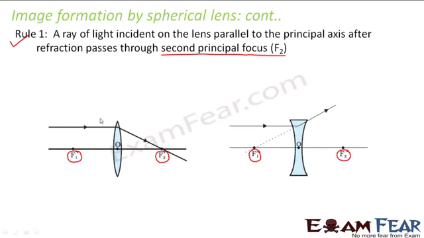So a ray of light which is incident on the lens parallel to the principal axis, after refraction passes through the second principal focus. This is how it passes through in case of a convex lens. In case of a concave lens, it diverges. So if you try to extrapolate it, it appears to pass through the second principal focus. Now in this case, it is not passing through the second principal focus, instead it passes through the first principal focus. So this holds true only in case of a convex lens. In case of a concave lens, it appears to pass through F1.